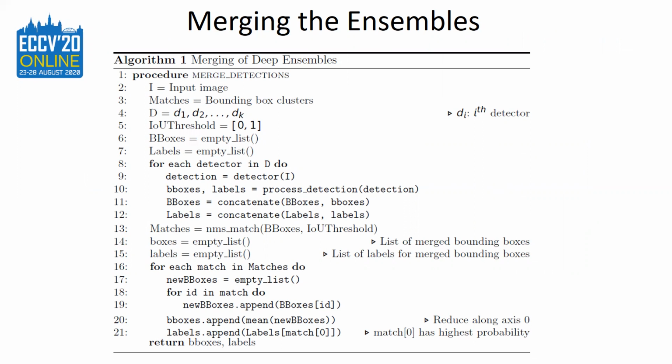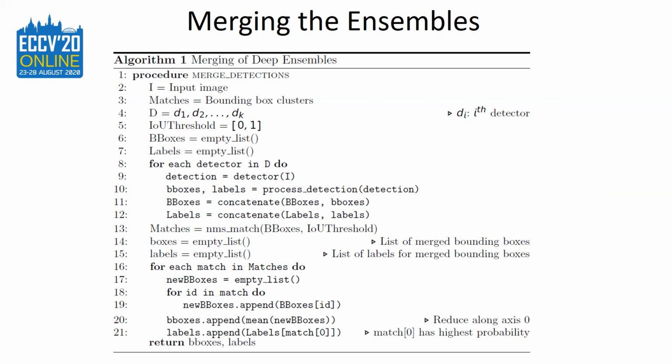The main hyperparameter in this algorithm is the IoU threshold, which is a value between 0 and 1. When merging boxes into groups, each box in a group must have an IoU with one another of at least the IoU threshold. In lines 8 through 12, we can see all of the boxes and their associated labels being obtained for a single list of boxes and labels.